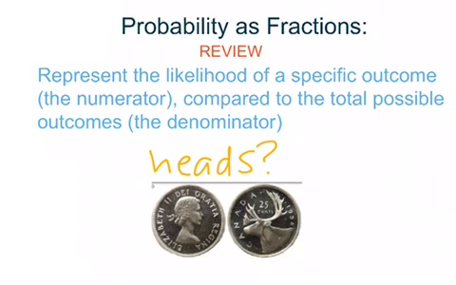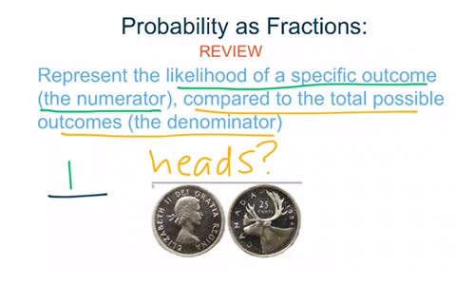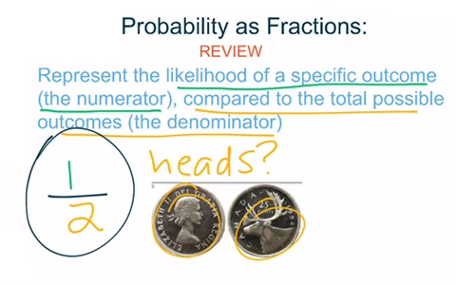So if we think about flipping a coin and getting heads, we want to look at the likelihood of the specific outcome. Well, there's two possible outcomes. One of those is heads. So the likelihood of this specific outcome, getting heads, is 1, which becomes our numerator. And then compared to the total possible outcomes, well, there's 2. We have either heads or tails. So that becomes our denominator, 2. So the probability as a fraction of flipping a coin and getting heads, the specific outcome, is 1 over 2.